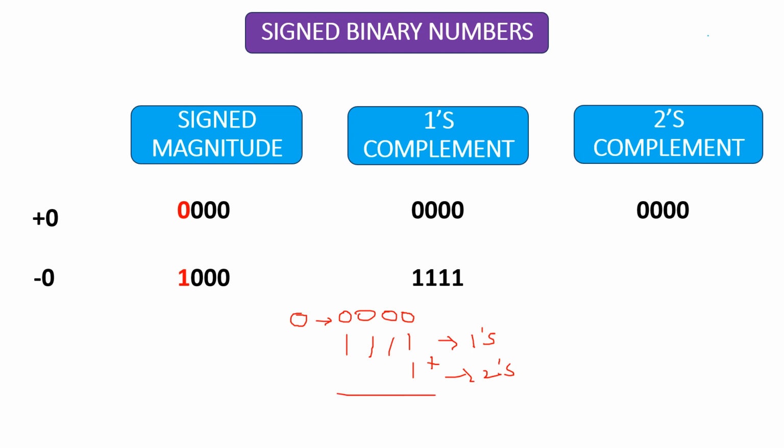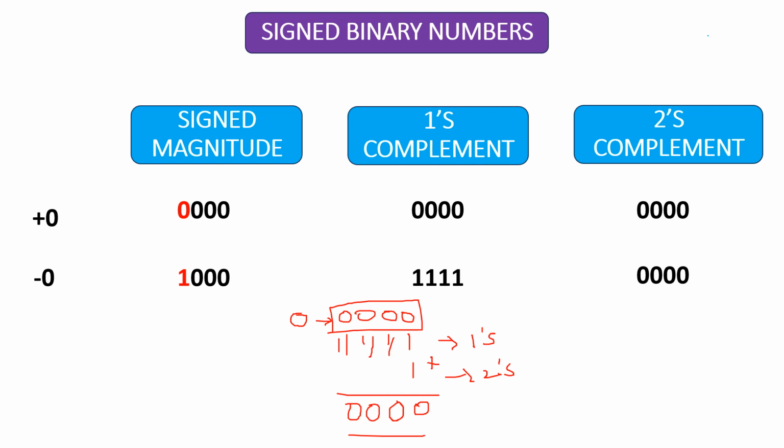So when you add 1, you get sum 0 and carry 1. Again when you add 1 plus 1, the sum is 0 and again the carry is 1. When you add these two, the sum is 0 and the carry is 1. When you add 1 plus 1, the sum is 0 and the carry is 1. We can neglect the carry because here we are representing in 4-bit form. So this is the answer. The 2's complement of minus 0 will be this.